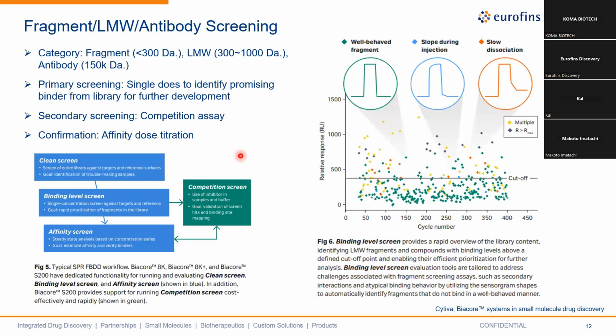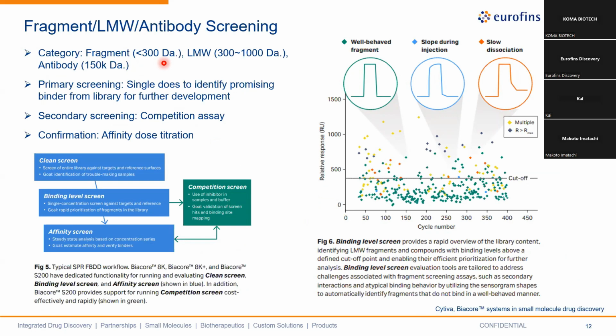Also, depending on the model, if you have a powerful new SPR instrument, then you have very high throughput. If the throughput is high enough, then you can use it for screening. For example, for small molecules, right now for drug discovery, they do a drug screening called fragment screening. A fragment is defined as a molecule of less than 300 Dalton, a small molecule is about 300 to 1,000 Dalton, and an antibody is 150K Dalton. So the molecules are very different.